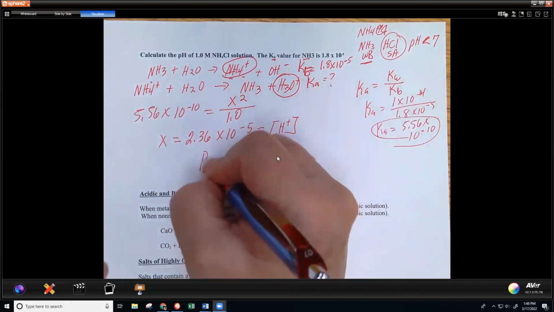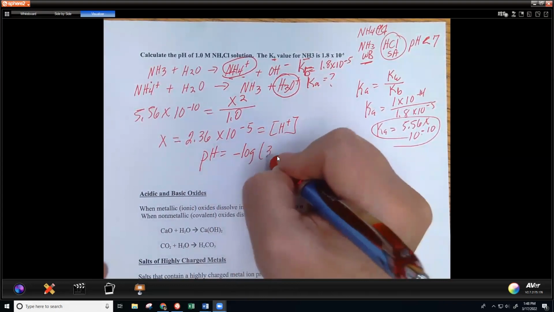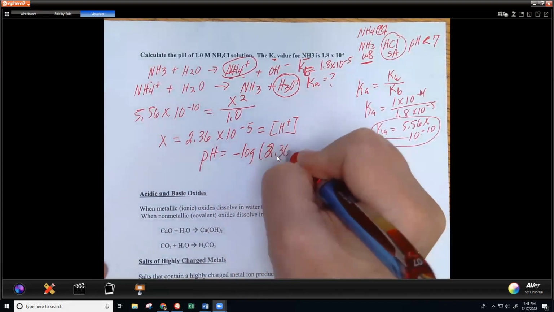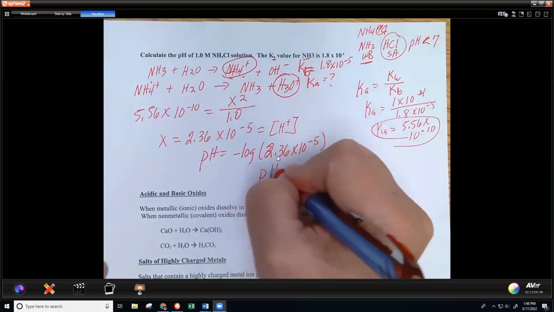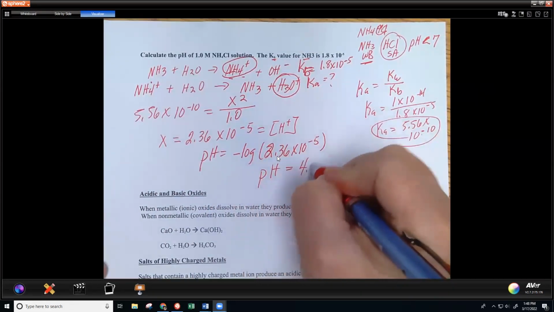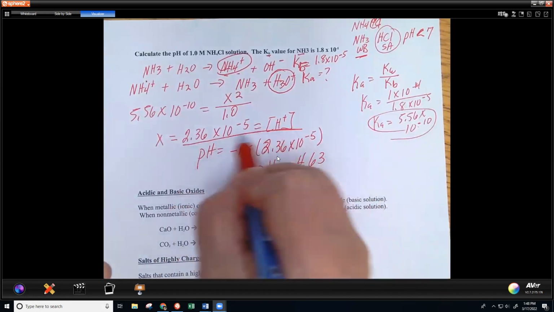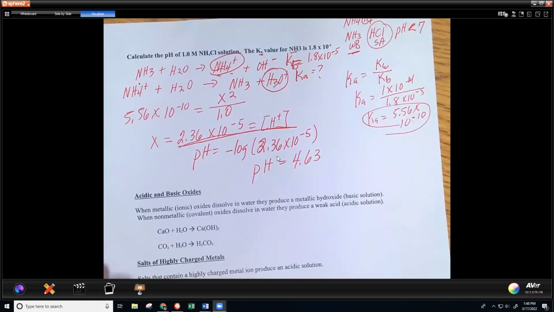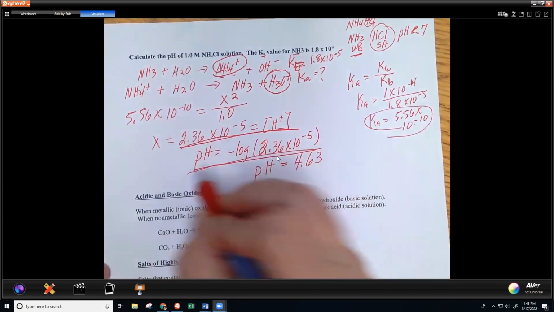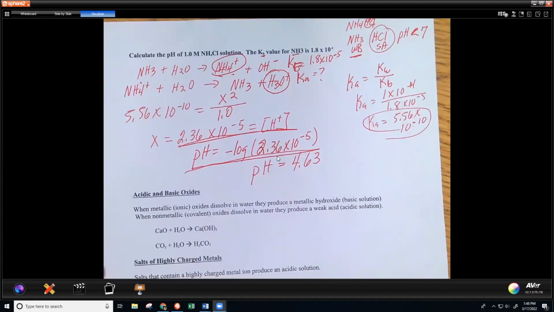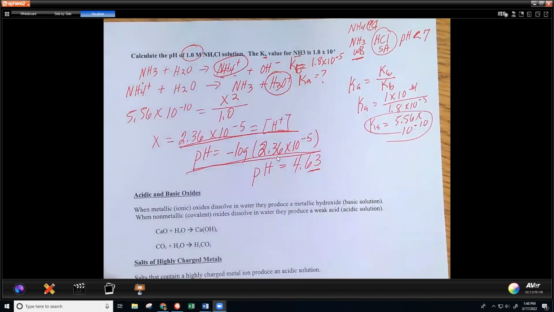Remember, hydronium and H+, same thing. So that means if I want to find my pH, negative log of 2.36 times 10 to the negative 5th, and my pH would be equal to 4.63. Once again, I need to be sure and put what I know my X is equal to, and I need to be sure and put how I'm taking that X value and getting it to a pH or a pOH. 2 sig figs, 2 sig figs in the concentration.